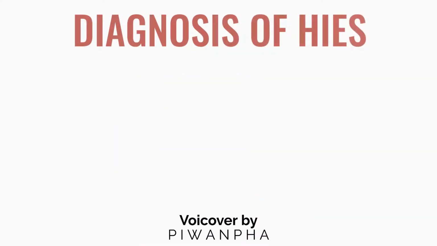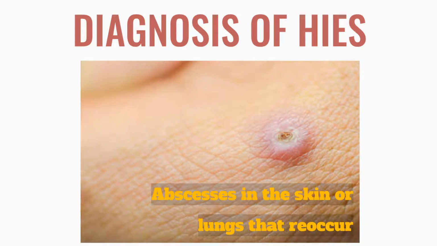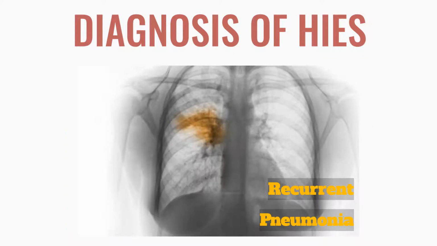The diagnosis of hyper IgE syndrome is suspected based on clinical symptoms such as frequent skin infections, abscesses in the skin or lungs that reoccur, eczema, which is a condition of dry and itchy skin, as well as recurrent pneumonia.